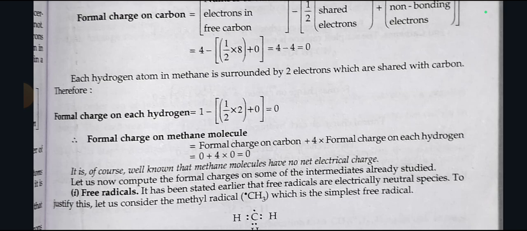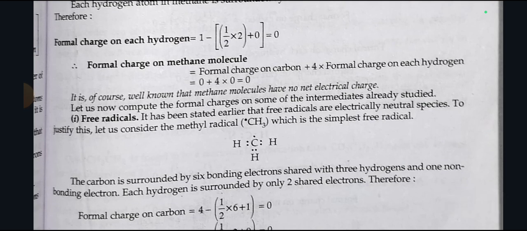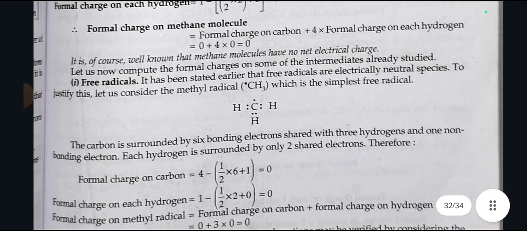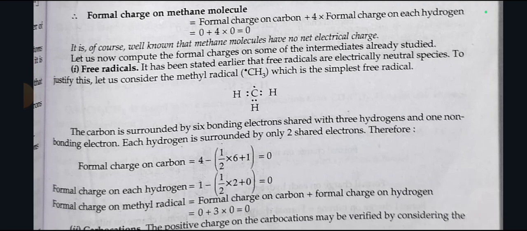Each hydrogen atom in methane is surrounded by 2 electrons which are shared with carbon. Therefore, formal charge on each hydrogen is equal to 1 minus 1/2 × 2 plus 0, which is 0. That is, formal charge on the methane molecule is equal to formal charge on carbon plus 4 times formal charge on each hydrogen, which is 0 plus 4 × 0, equal to 0. It is of course well known that the methane molecule has no net electrical charge.